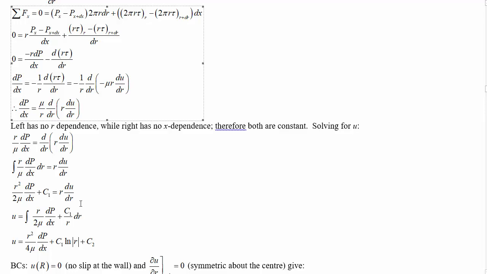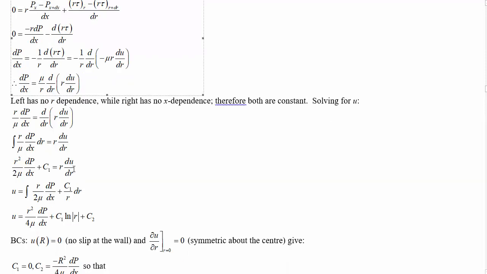Then we do this again, and we end up with u, the velocity profile, is equal to the integral of this guy, remembering that dp by dx is a constant with respect to r, and so is the constant of integration that we added. We get r squared over 4 mu dp by dx plus c1 ln of the absolute value of r plus another constant c2.